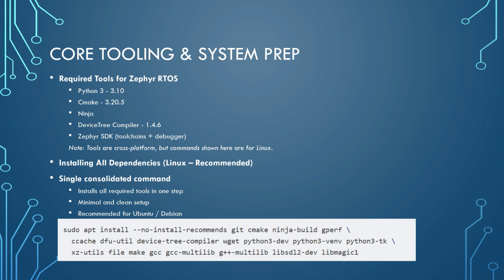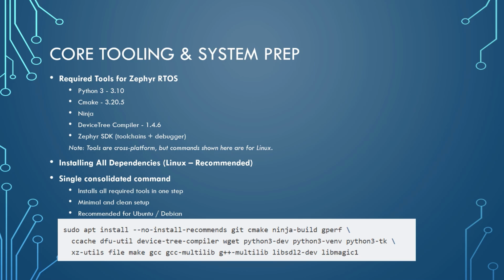Before we start typing commands, let's pause for a moment and understand what this slide is telling us. This slide covers the core tooling and system preparation required for Zephyr RTOS development on Linux. It relies on a small ecosystem of tools that work together during development. Python is used extensively for Zephyr scripts and tooling. Git is used to download and manage the Zephyr source code and its modules. CMake generates the build configuration and Ninja executes builds efficiently. You will also see development libraries and cross-compilers listed here.